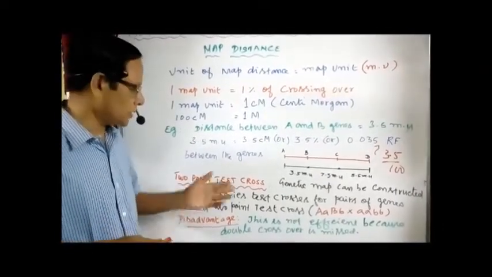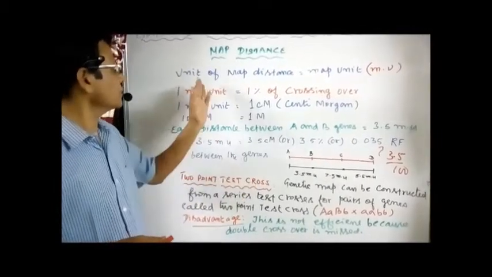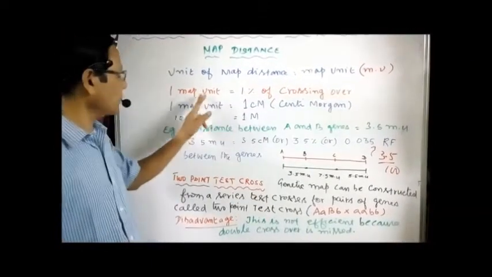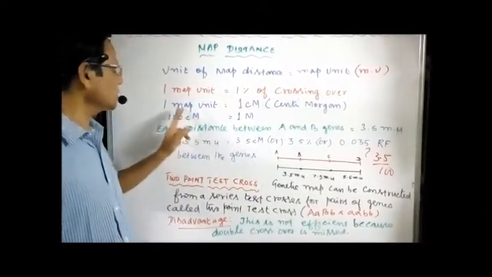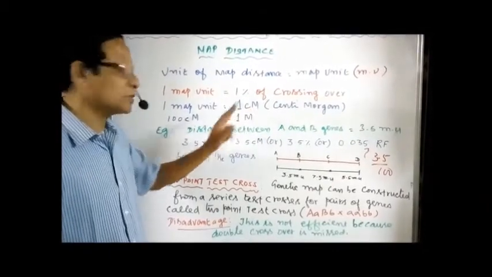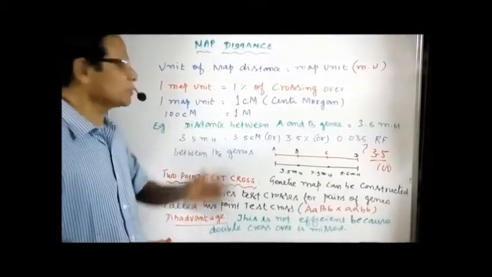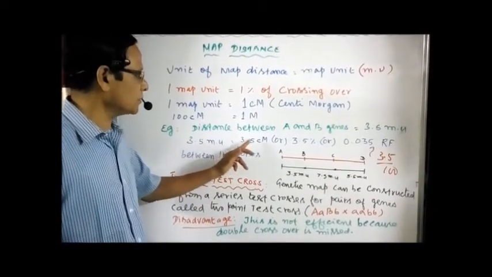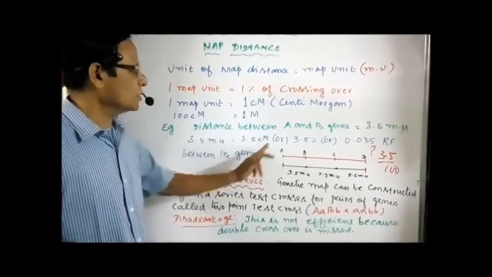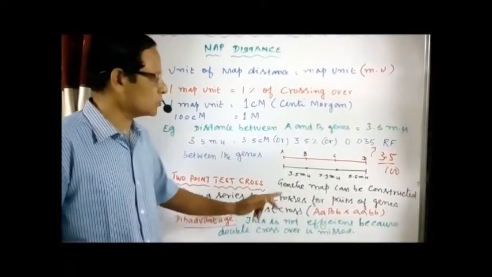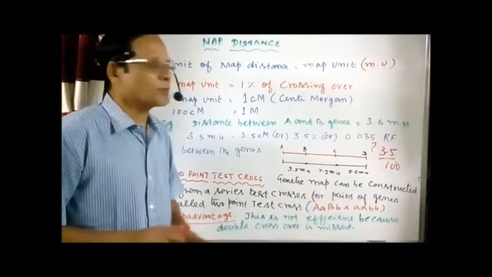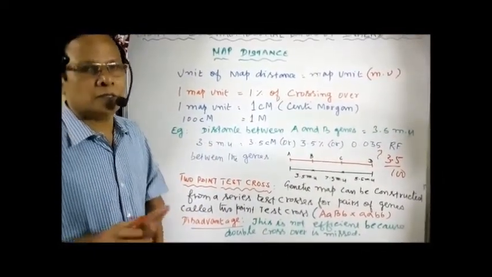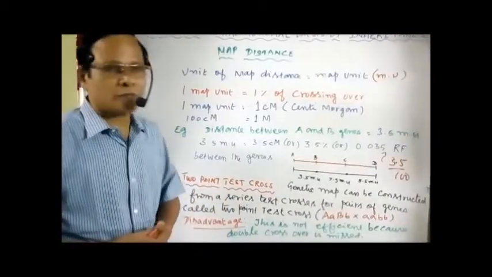We have to go to the next one. This is about the unit of map distance. The unit of map distance is called a map unit. One map unit is 1% of crossing over. It is also equal to 1 centimorgan. 100 centimorgan is equal to 1 morgan. So if you are taking a 3.5 map unit, then 3.5 centimorgan is equivalent to this, or 3.5% of crossing over, or we can have 0.035 recombination frequency. All are equivalent. I'll continue with the three-point test cross.